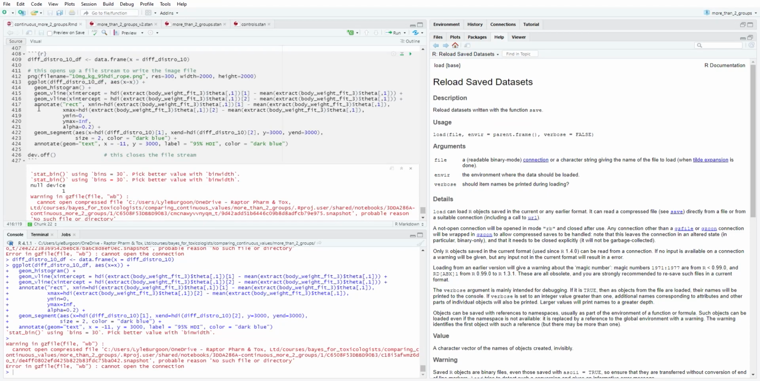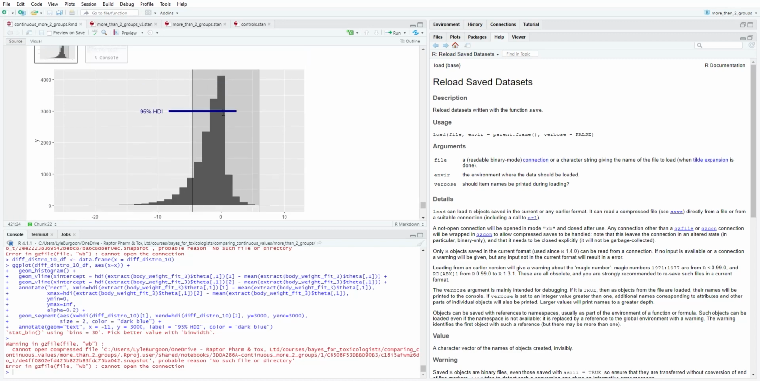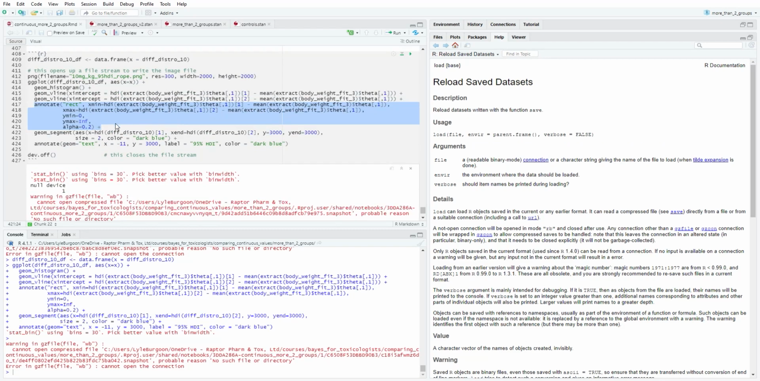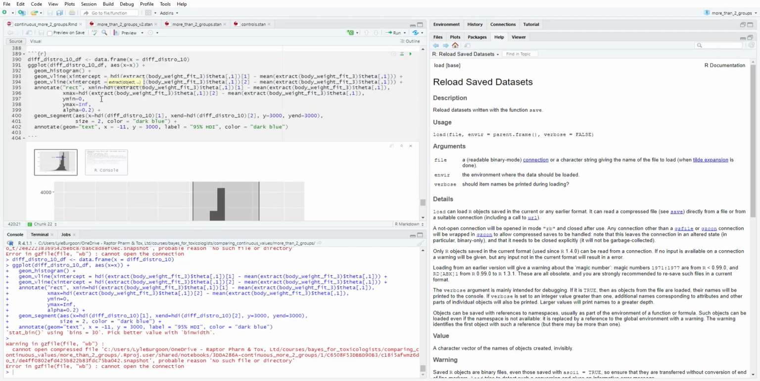Annotate. Annotate's so much fun. I love annotate. So annotate is how we're getting that rectangle built, shading in where the rope is. That's a lot of fun. I like that a lot. Oh, that's because I went down too far. Okay. We're going to get to that. I just showed you something before I wanted to show it to you. So we'll get back to that in a second.